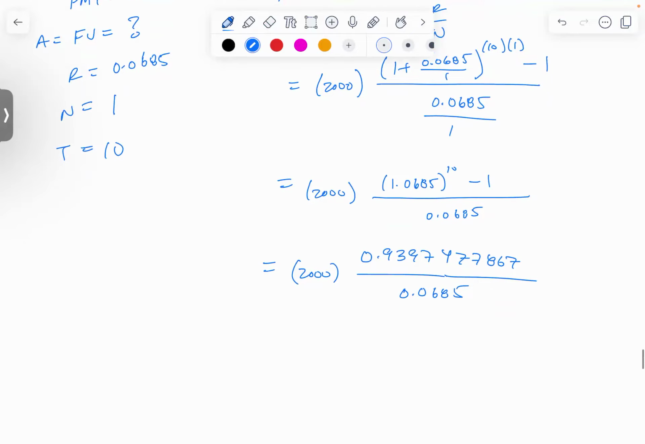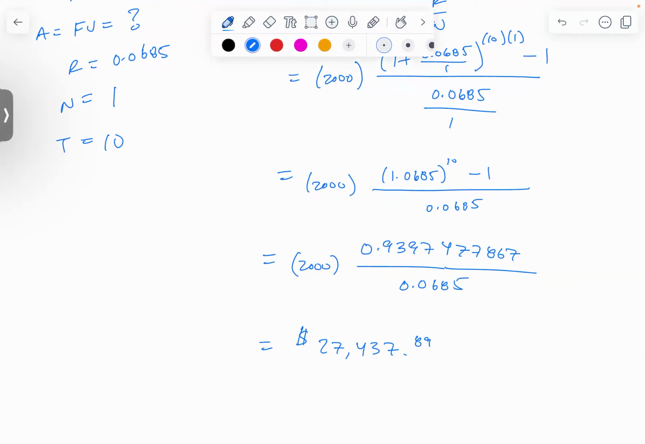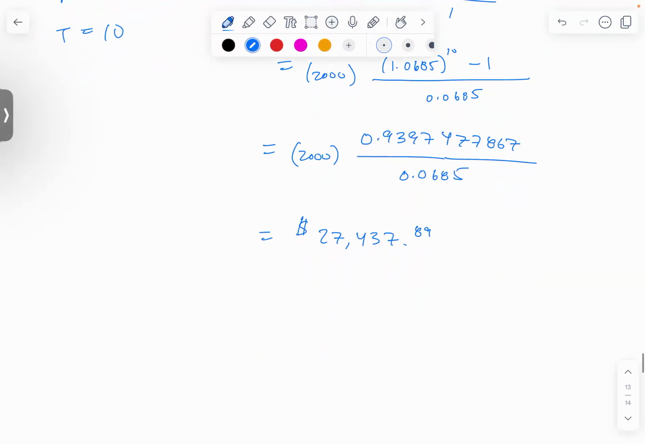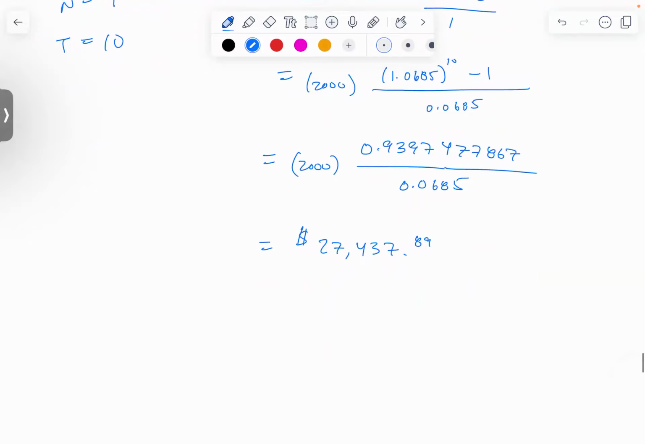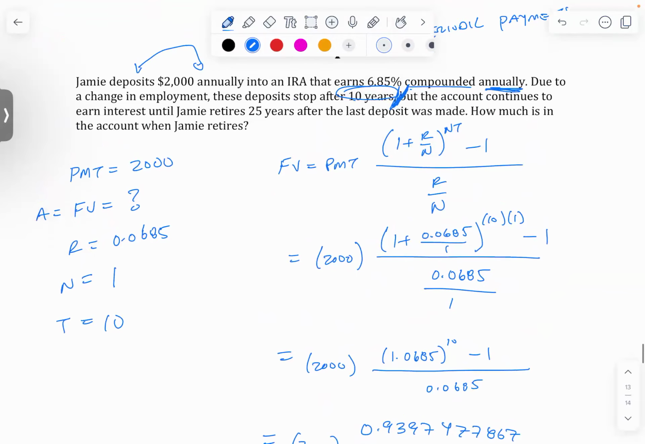Now again, when I do this, I definitely do not write this many steps, but it just never hurts to have more steps than you need. All right. So simplify that, and this is what we should end up with. 27,000 and some change. Okay.